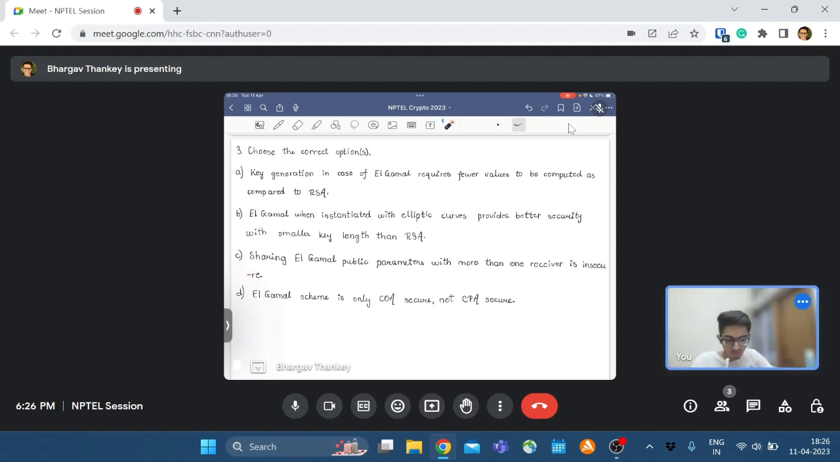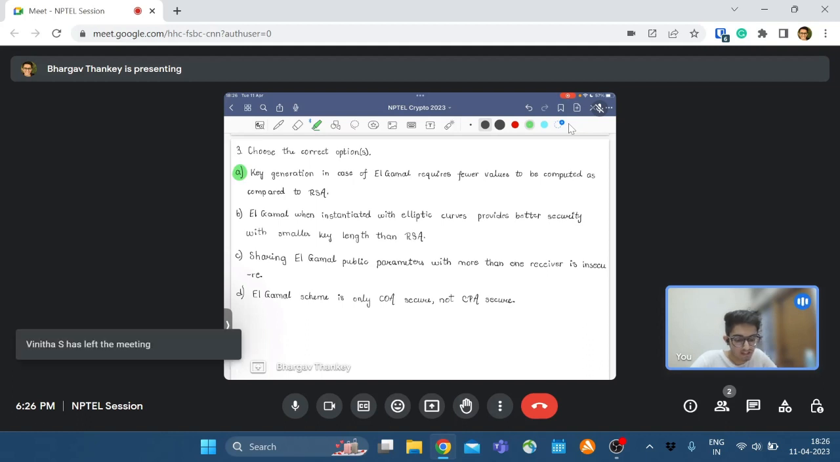So let's go over all the options and see which one is correct. Option A is key generation in the case of Elgamal requires fewer values to be computed as compared to RSA. Well, this is true because recall that in the Elgamal encryption scheme, to generate a key, all we had to do was pick an alpha uniformly at random from Z_q, and that alpha would be our secret key, and g to the alpha would be our public key. So we only had to compute a random alpha and g to the alpha.